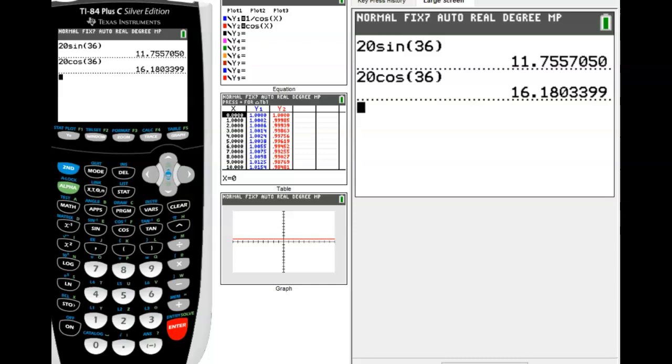exact answer. And so instead of using decimals here, what I'm going to decide to do is keep my trigonometric expressions like that. Just for fun, we're going to write a quick approximation. So 11.75 and 16.18.